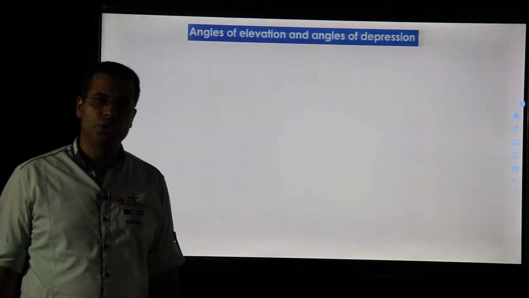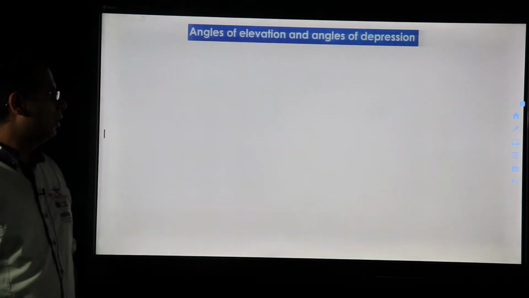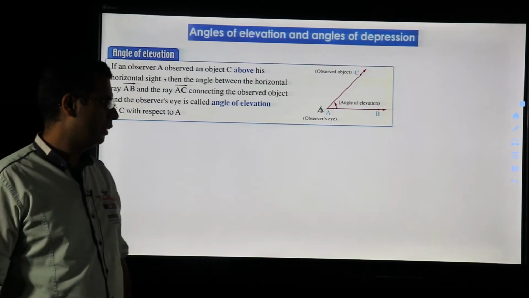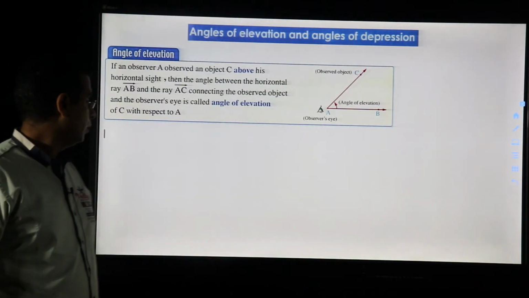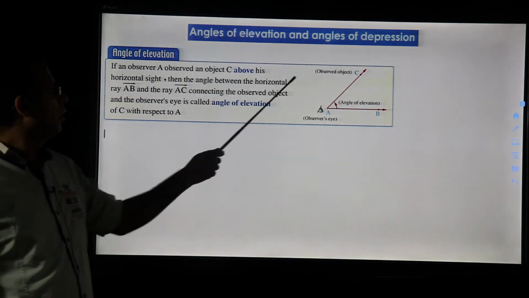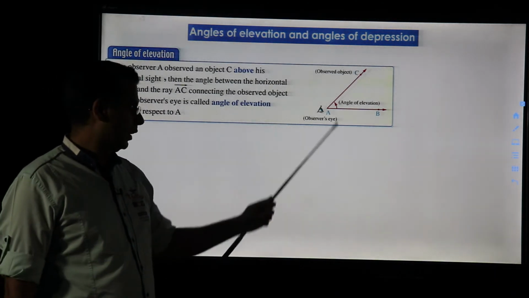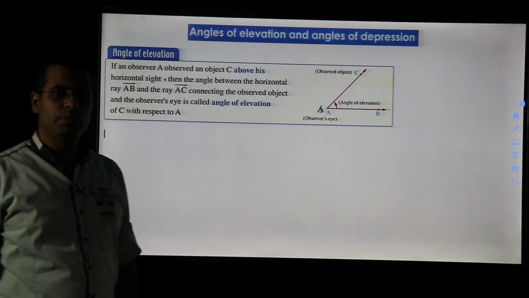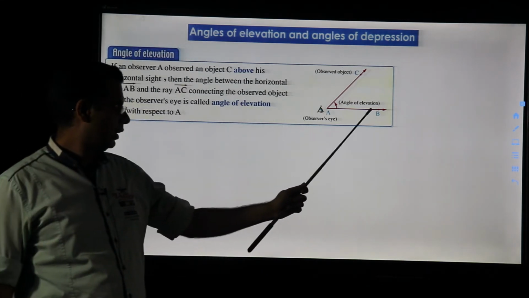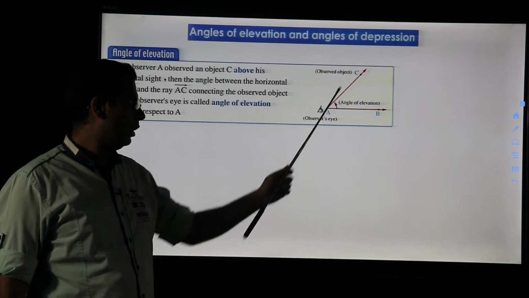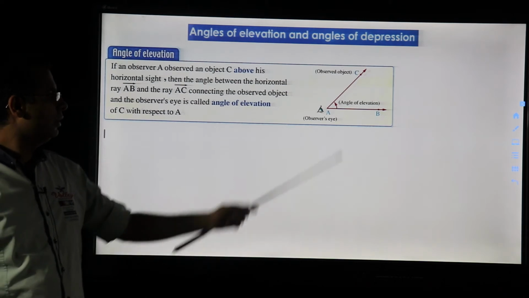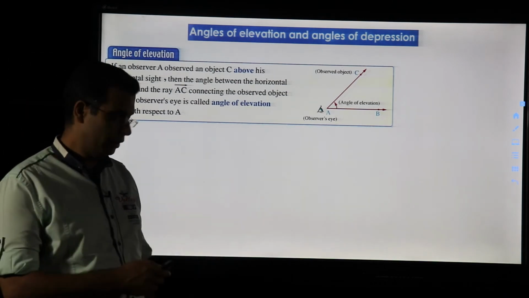The second lesson which we have is angles of elevation and depression. What's the meaning of elevation angle? When we want to observe object C, I am here, and I want to look at something above. Then the angle between the horizontal line and the line between my eye and the object is called elevation angle.